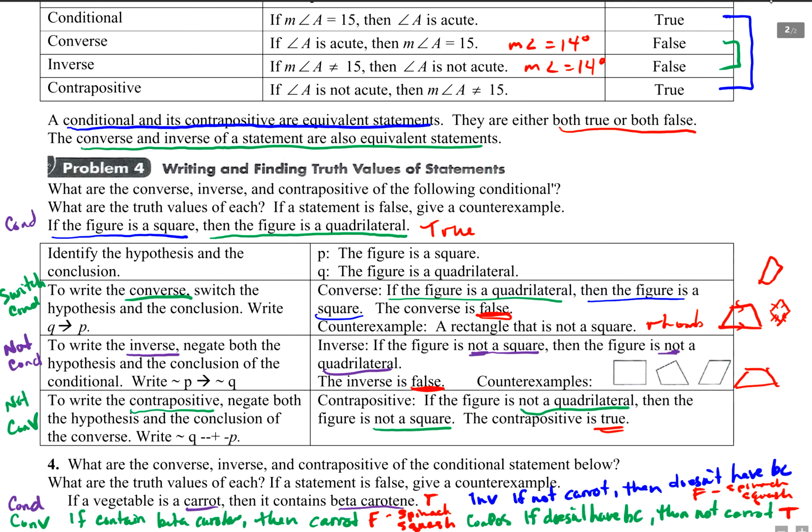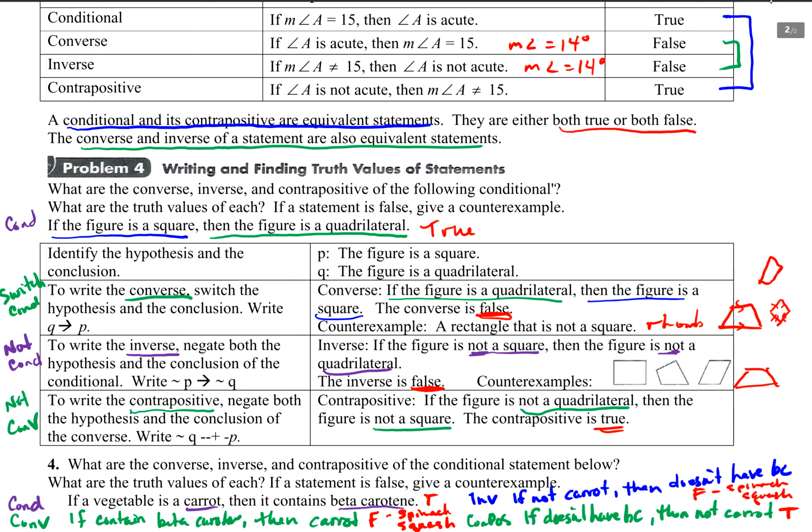And our contrapositive is just the negation of your converse, right? If a vegetable doesn't have beta carotene, then it is not a carrot. So this item that we're looking at does not have beta carotene. That's our requirement. The result is not a carrot. That is a true statement.